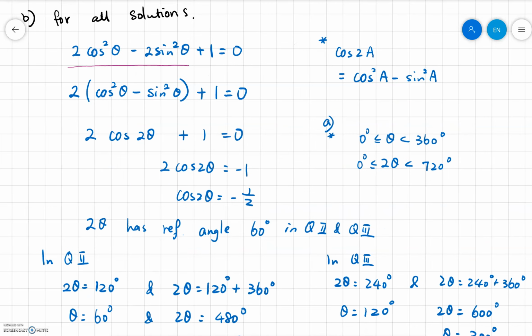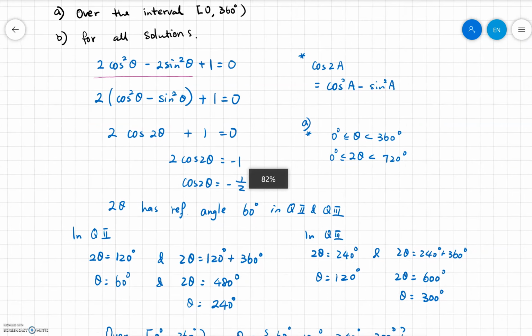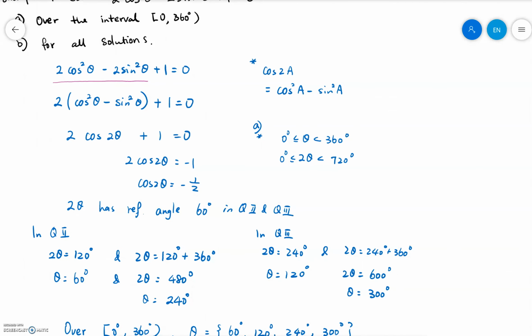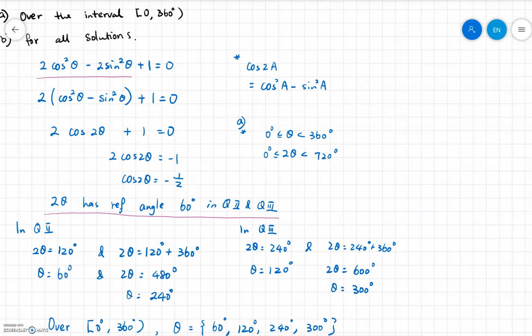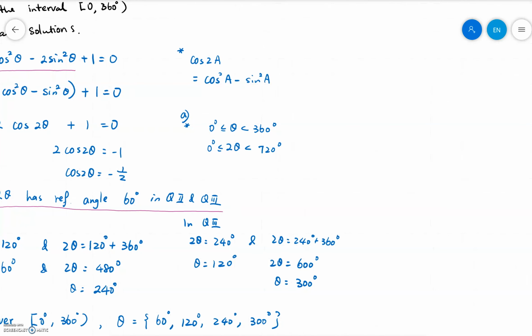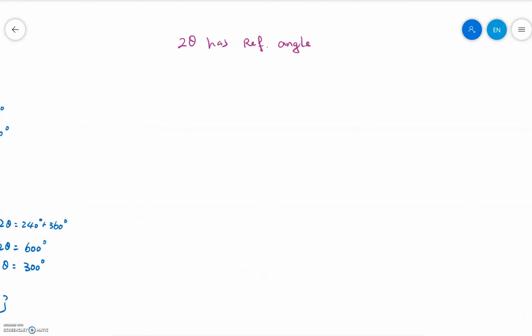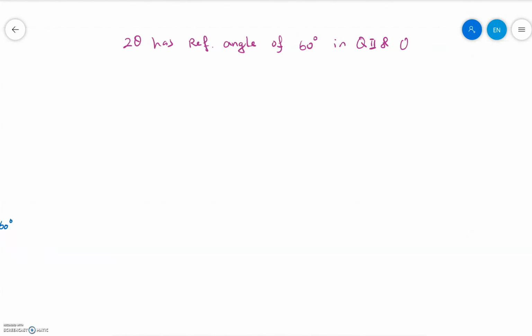Okay, so now I'm going to look at my second part, B. I want to find all solutions. So I'm going to continue from 2 theta having a reference angle of 60 in quadrant 2 and quadrant 3.